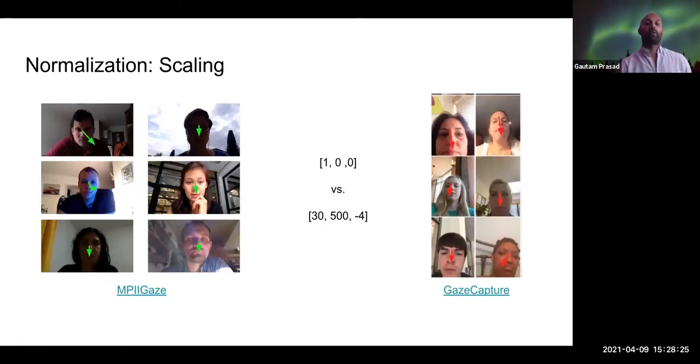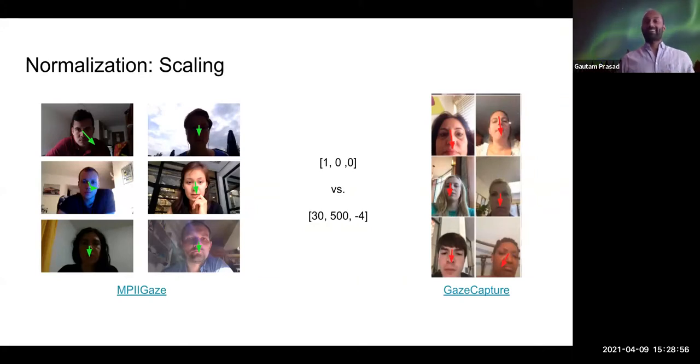Another really common approach that people will use before they feed it into a machine learning algorithm or statistical algorithm is some kind of normalization technique to deal with scaling. So these are two academic data sets where they focus on where a human is looking, or gaze. And in each of these data sets, we have an image of a face and then a three-dimensional vector for where the eyes on that face are looking.